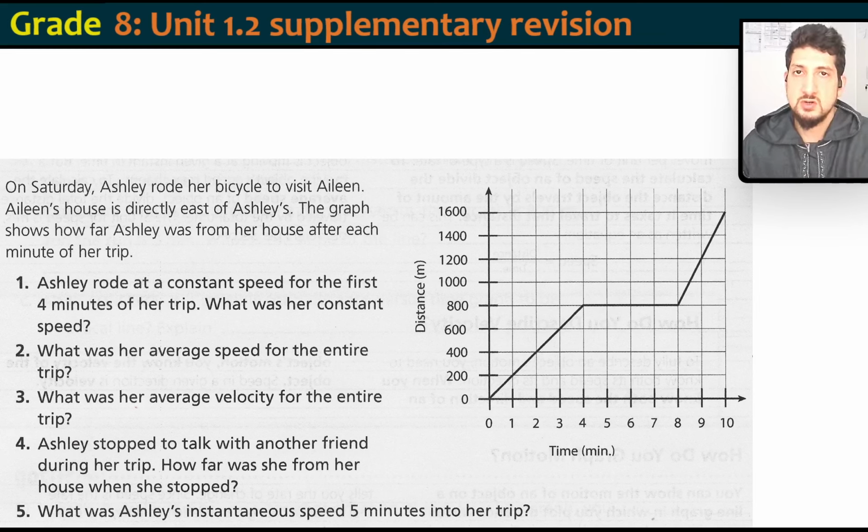So what you need to know is analyze the information and differentiate between what's important and what's not important. Okay, let's go. So the first question says, Ashley rode at a constant speed.